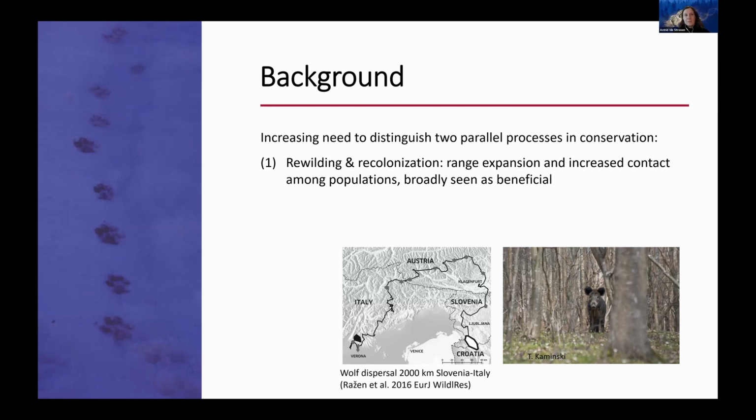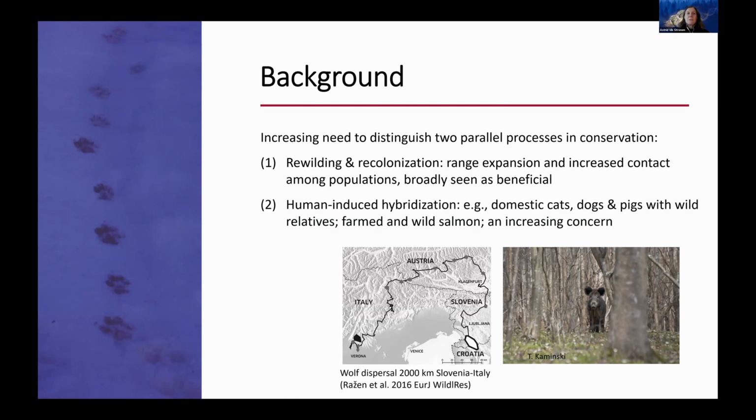However, now when we have migrant individuals, we need to be sure we are not mixing them up with animals that are the result of domestic-wild hybridization. This is also a concern for many species, terrestrial and aquatic, and something that occurs across the globe and across the taxonomic range.